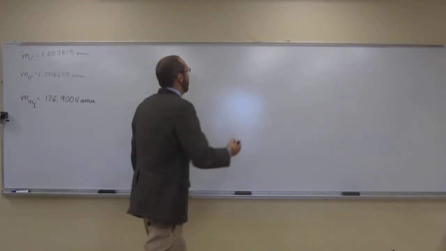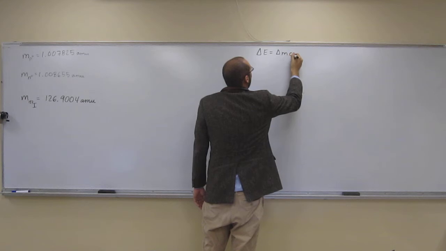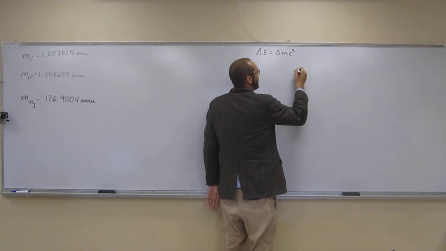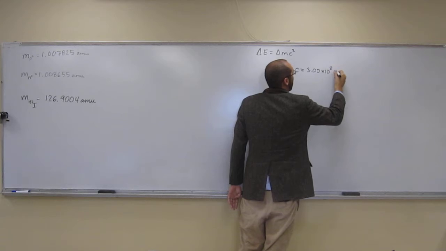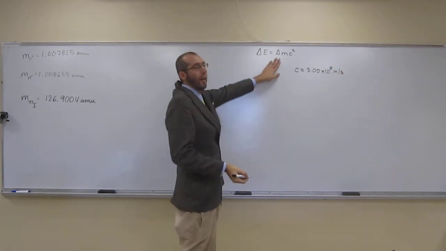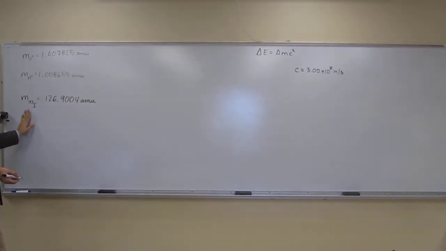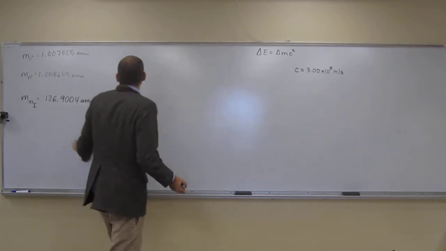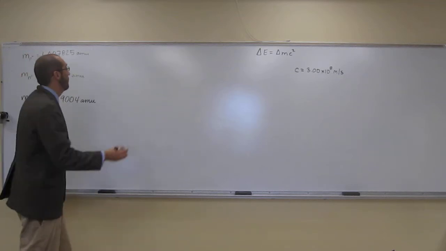What equation are we using? The Einstein equation, right? Does everybody remember that equation? Yes. Wonderful. So c is the speed of light, which is given to you. But delta m we have to figure out. The mass of I-127 is given to us, but the difference in mass is going to be this minus the total mass of the nucleons.